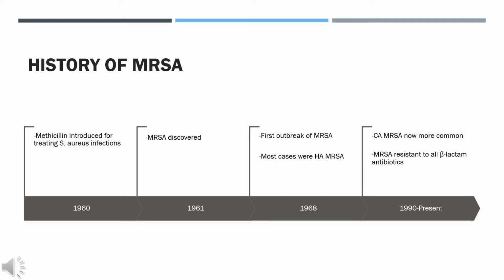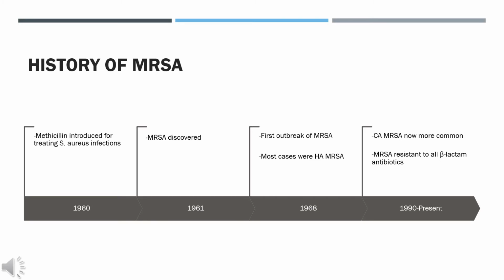MRSA was discovered in 1961, 1 year after the antibiotic methicillin was introduced for treating S. aureus infections. Since then, MRSA is resistant to all beta-lactam antibiotics. This includes all penicillins and cephalosporins. The first documented outbreak of MRSA in the United States was at a Boston hospital in 1968.